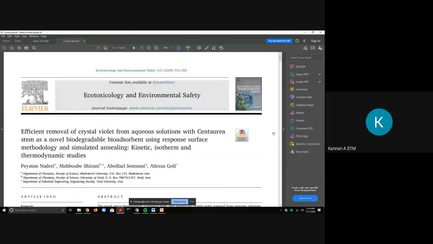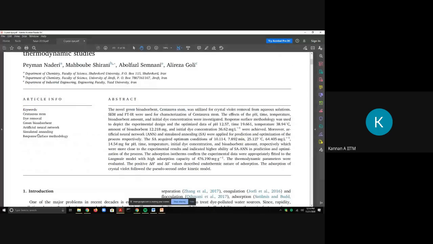So you can see that rather than using the conventional optimization technique, they have carried out artificial neural network and simulated annealing. And the optimum conditions from the conventional technique was pH of 12.57. And from the simulated annealing optimization technique, the pH value was 10.114. So the conditions of pH are less severe in the global optimum, which is desirable. And time is 20 minutes, whereas it is 9 minutes, 8 minutes. So again, with less time, you're able to achieve the optimum, which is again a desirable result.